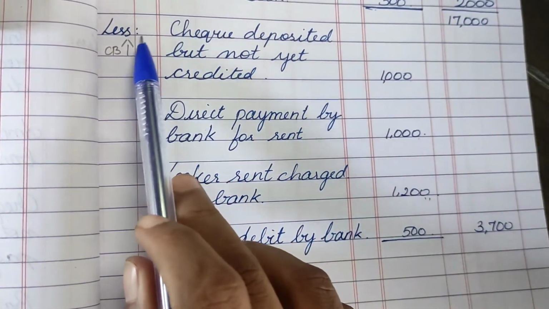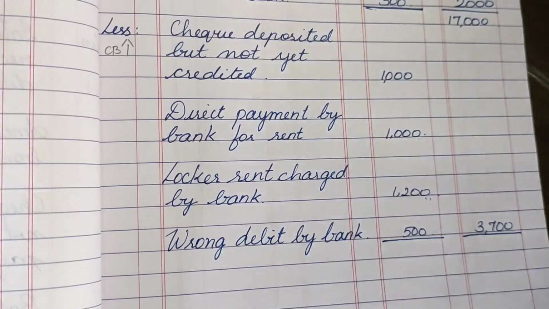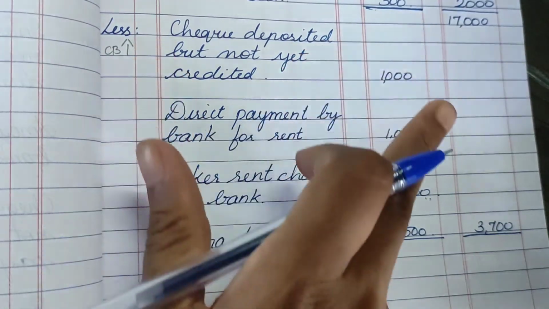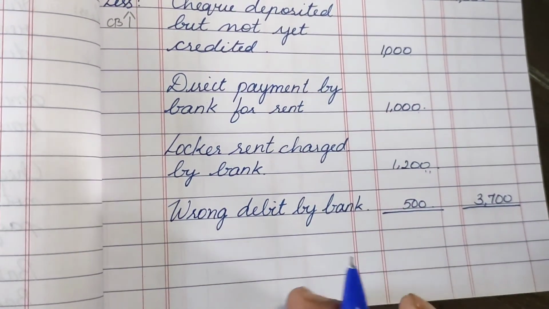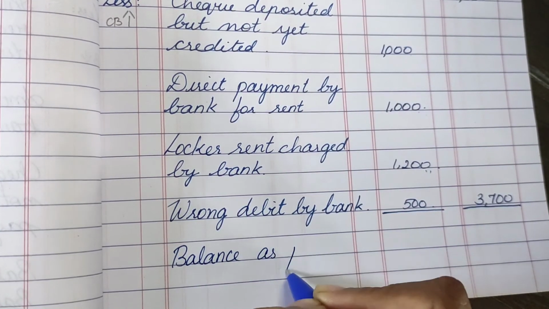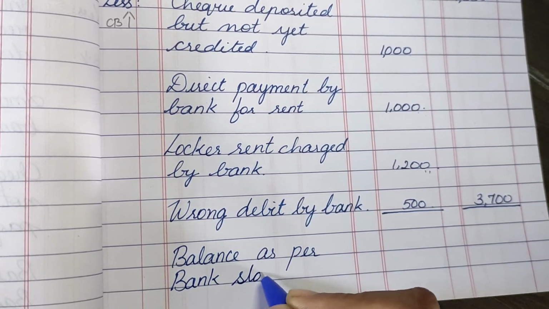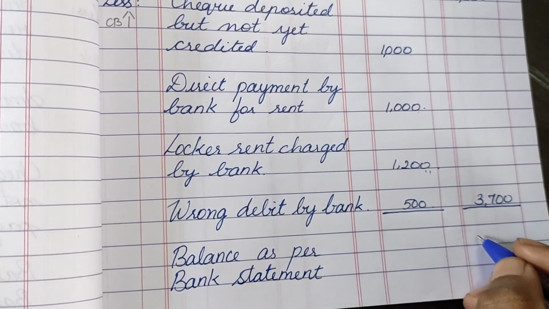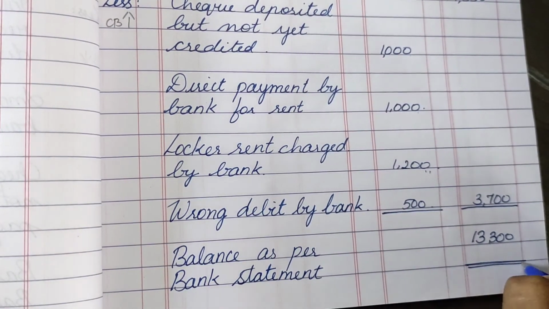Now the 17,000 less 3700 gives you the balance of the passbook, but whether it's a favorable or an unfavorable balance depends on the subtraction. So from 17,000 we will be able to take 3,700. Therefore you get a favorable balance as per bank statement. So balance as per bank statement to be written here, and the value being 13,300, which is a balance as per bank statement.